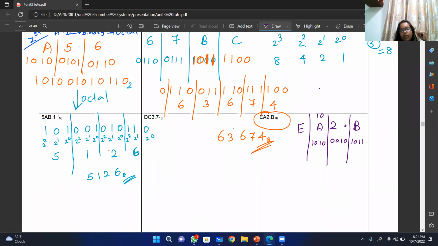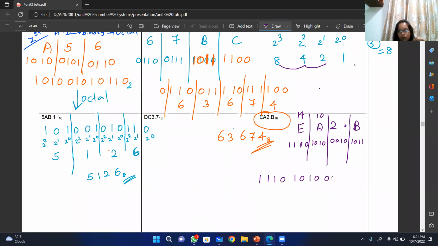And what about E? E is 14, right? 1110. F is 15 and E is 14. So how to make 14 from these four values? 14 is 8, 4, 2, so make 1110. That is easy.